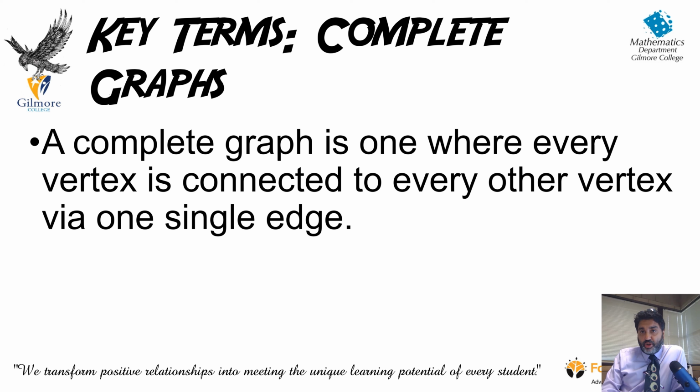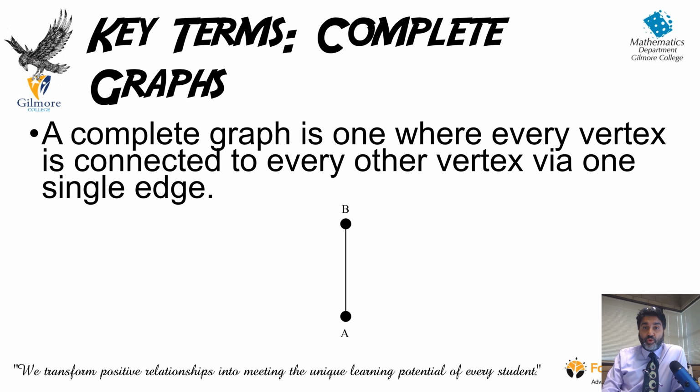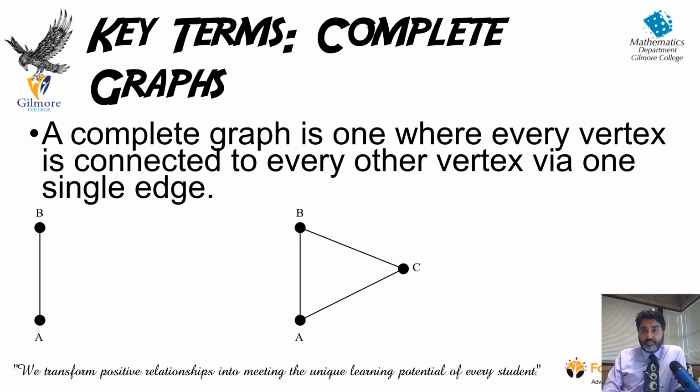A complete graph is one where every vertex is connected to every other vertex via one single edge. All right, so there's an example of one. So A to B, so they're both connected. There's another example with A, B, C. So A is connected to B as well as C. And then we have B, which is connected to A as well as C. And then lastly, we have C, which is connected to both B and A.